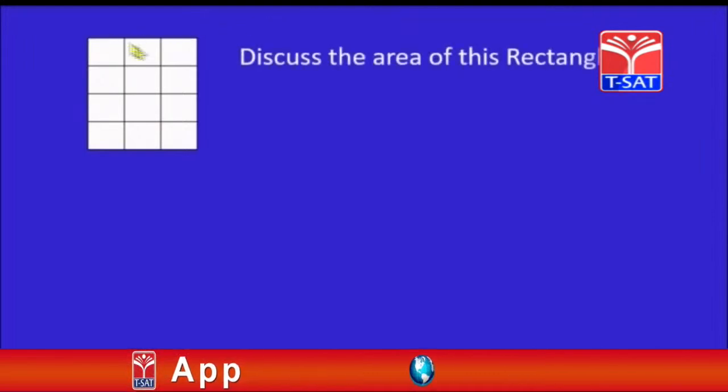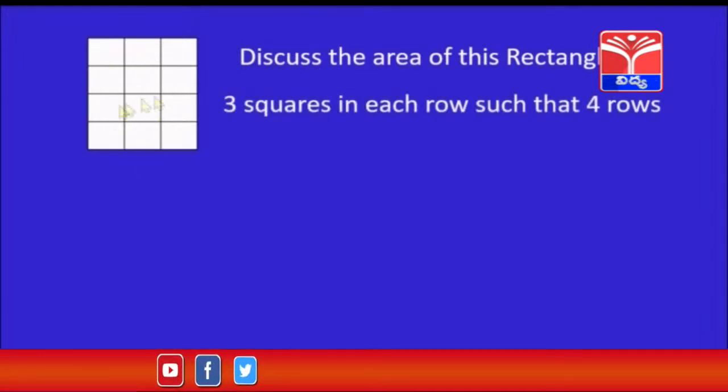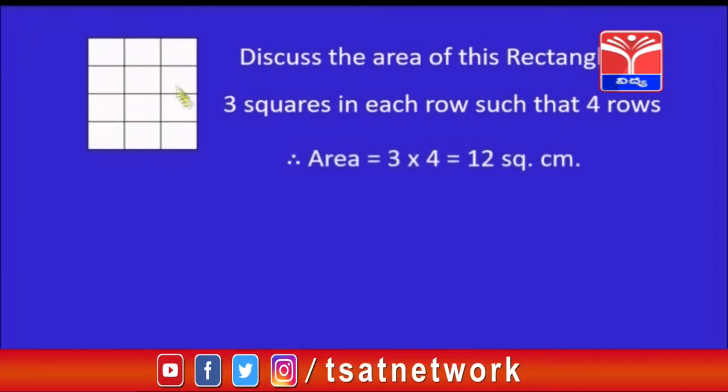Now let us come to one thing. Try to count the number of squares in each row and each column. So here total 3 squares and like that total 4 rows. 3 squares in each row such that 4 rows. Hence the area is 3 into 4, 12 square centimeters.